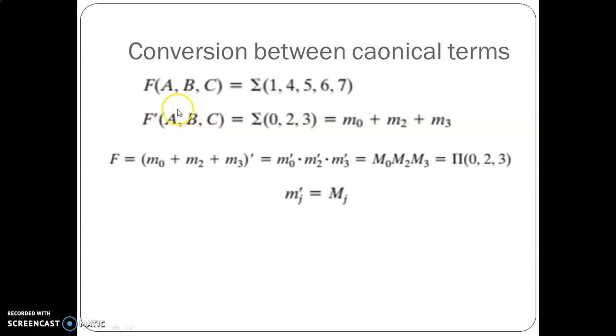Now again taking the complement of this function using De Morgan's theorem, we get m0 plus m2 plus m3 the whole bar, which is nothing but m0 bar dot m2 bar dot m3 bar. Already we know that mj bar is equal to capital Mj. So the complement of a minterm is equal to a maxterm. So this is equal to capital M0 into M2 into M3, which is equal to pi of 0, 2, 3. So this can be converted from one form to the other.